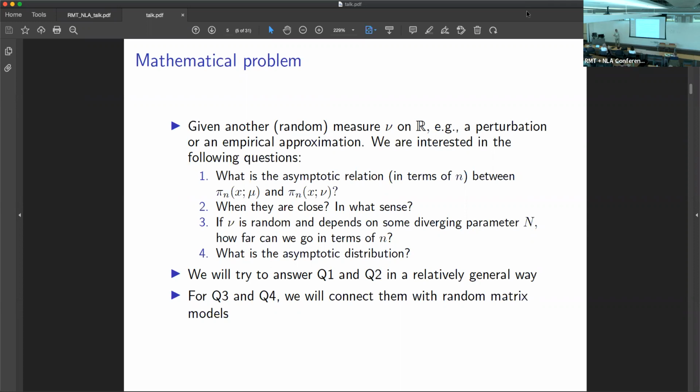We are trying to answer questions 1 and 2 in a relatively general way, in that we don't impose any random matrix model. But for 3 and 4, because we are talking about an asymptotic distribution, we need a model, so we will take a given random matrix model to discuss. How large can small n be in terms of big N, and what is the distribution? This is what we are trying to do. To fully answer these four questions we need to spend more time, and we are trying to give you some ideas.